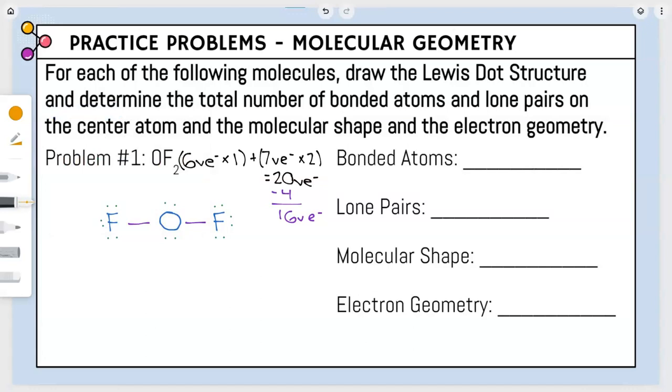Now, based on the Lewis dot structure, we can figure out how many bonded atoms and lone pairs we have. When we figure these out, we're only looking at our center atom. Our center atom is oxygen. Looking at oxygen, we have 2 bonded atoms, 2 surrounding elements. And oxygen has 2 lone pairs. We have a lone pair here, and we have a lone pair here. We're not going to worry about the lone pairs on fluorine because we only need to look at our center. So we have 2 lone pairs.